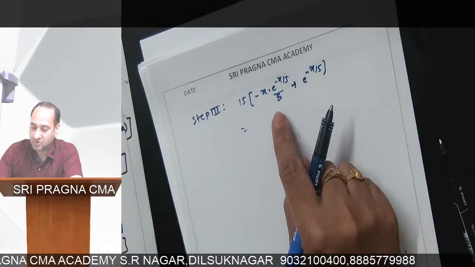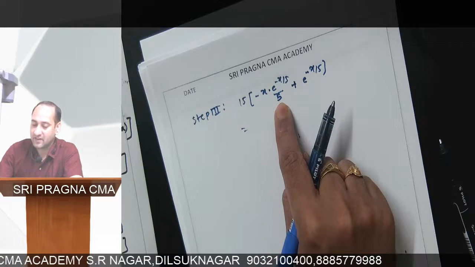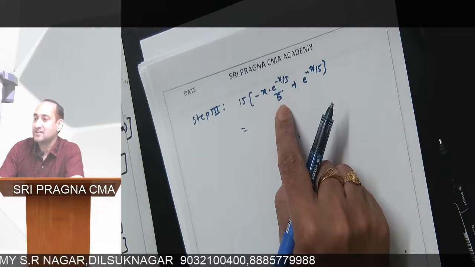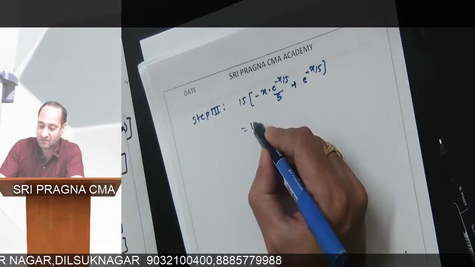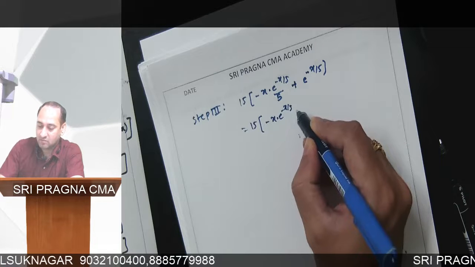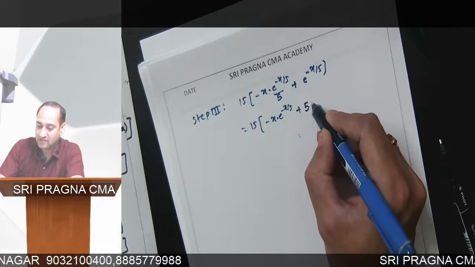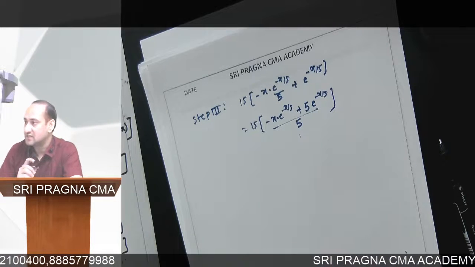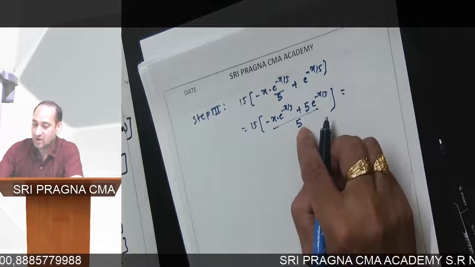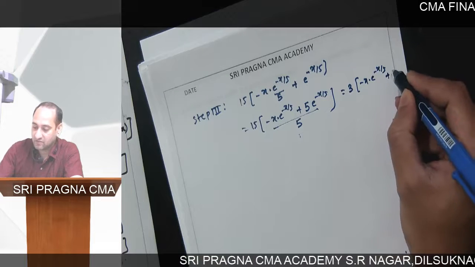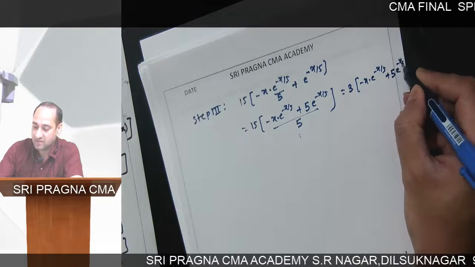So what I have done here, if you recall, I have taken 5 as the LCM. Take the LCM of 5: minus x e to the power minus x by 5 plus 5 e to the power minus x by 5, divided by 5. Is it clear? I have taken LCM. So this goes outside, and obviously this comes to be 3 minus x e to the power minus x by 5 plus 5 e to the power minus x by 5.